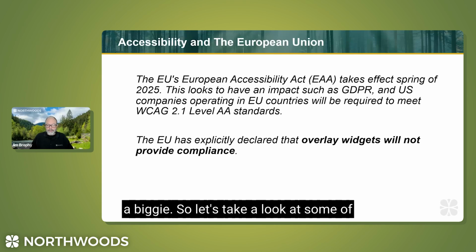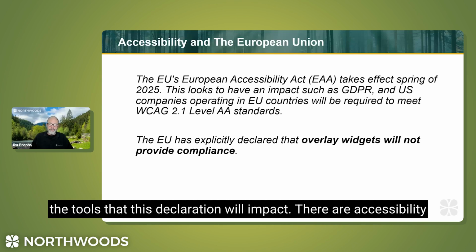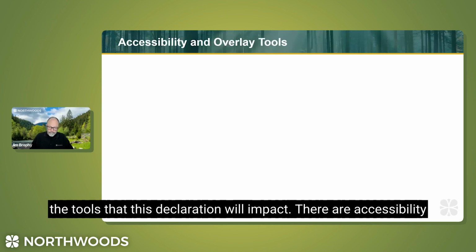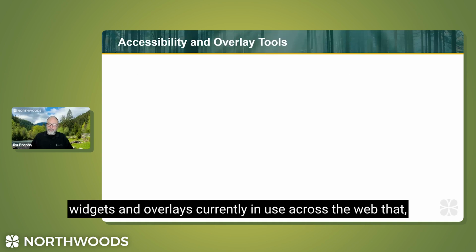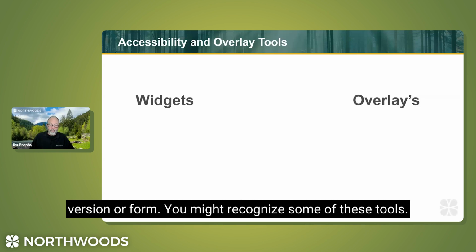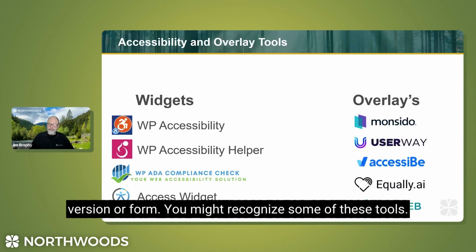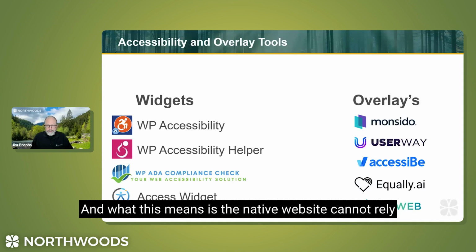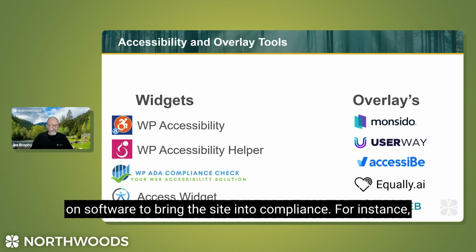So let's take a look at some of the tools that this declaration will impact. There are accessibility widgets and overlays currently in use across the web that, according to that directive, will not comply in their current version or form. You might recognize some of these tools. And what this means is the native website cannot rely on software to bring the site into compliance.